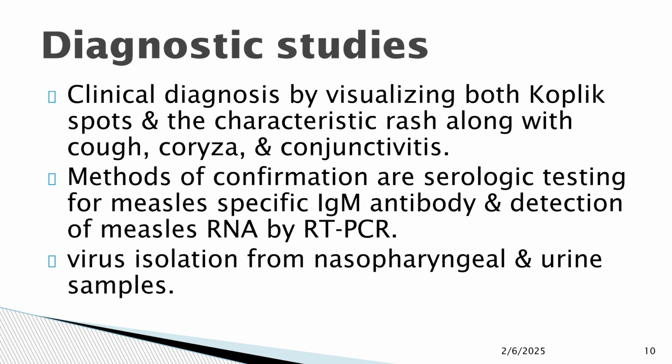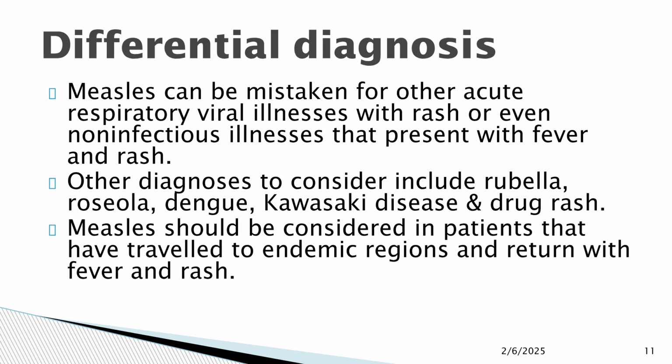Diagnosis is typically clinical, based on Koplik spots, the characteristic rash, and the 3 Cs. Confirmation methods include serologic testing for measles-specific IgM antibody and detection of measles RNA by RT-PCR. Measles can be mistaken for rubella, roseola, dengue, Kawasaki disease, or a drug rash. It should be considered in patients with fever and rash, returning from endemic regions.